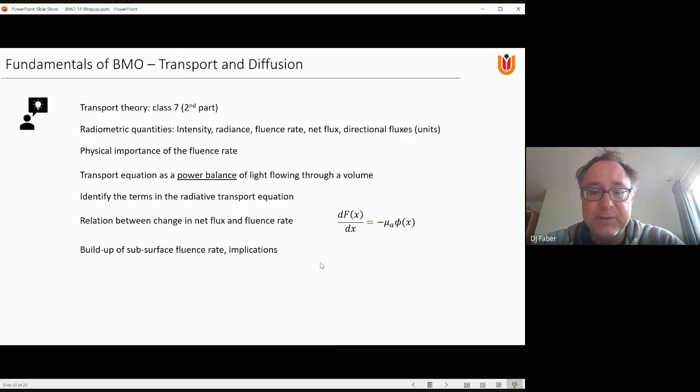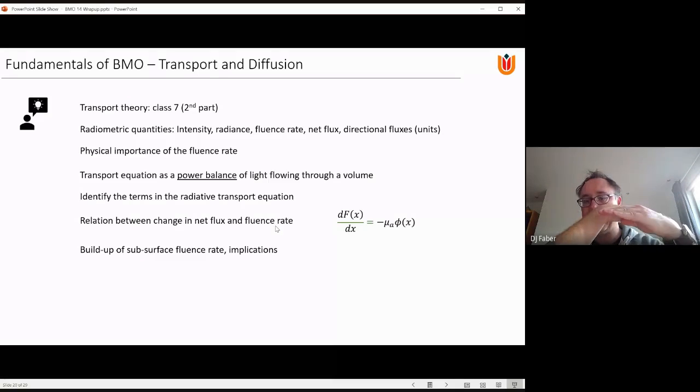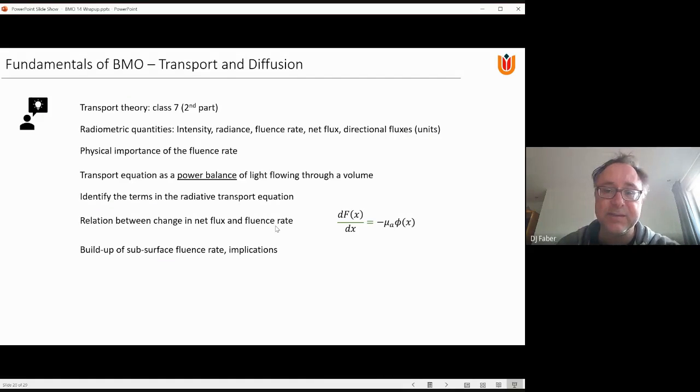Then one important result is something a little bit in between, but nevertheless important: a relation between a change in net flux going through a volume and fluence rate. The net flux takes light going in one direction minus light going in another direction. The fluence rate is light actually going into all directions. And this equation tells us that the change in net flux is proportional to the amount of light that actually goes through the volume, but it is also proportional to the absorption coefficient.